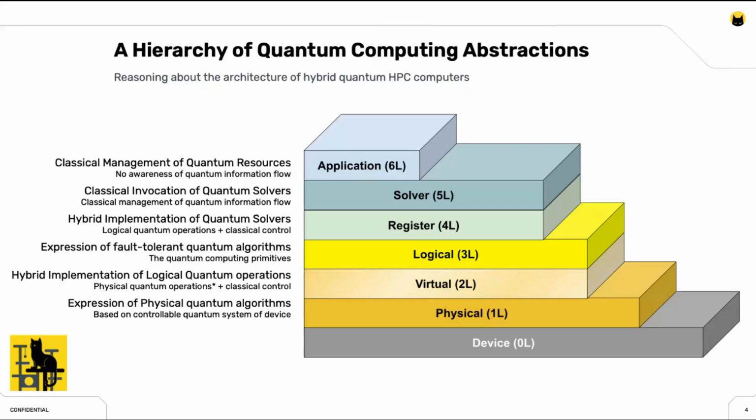Now, the solver level is the level at which people actually write the applications. And here, this is essentially a classical main program, or some depth of subroutine call. It doesn't have to be at the main level, strictly speaking, but at some level of classical structure, we're invoking quantum solvers. And this is classical management of quantum information flow.